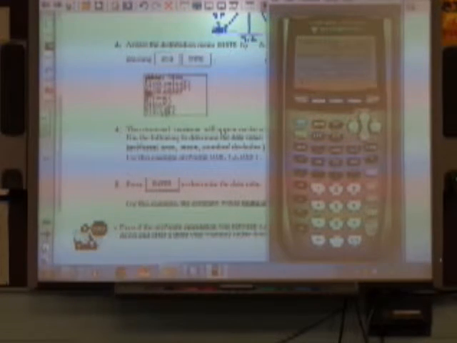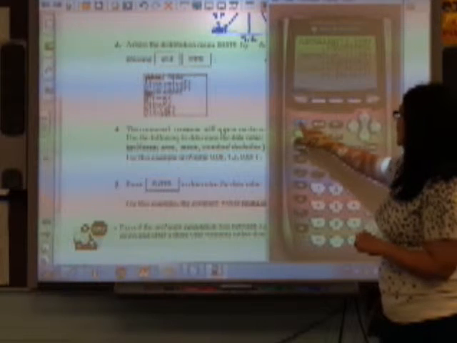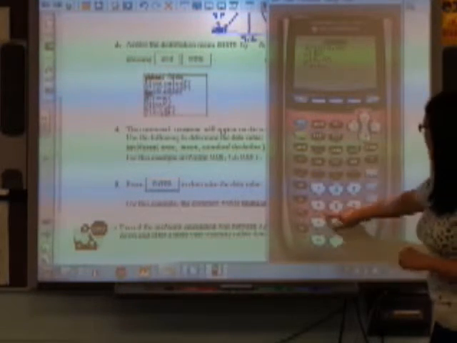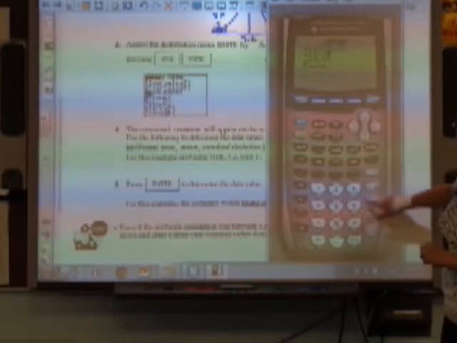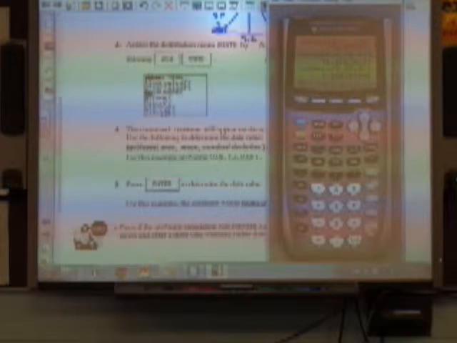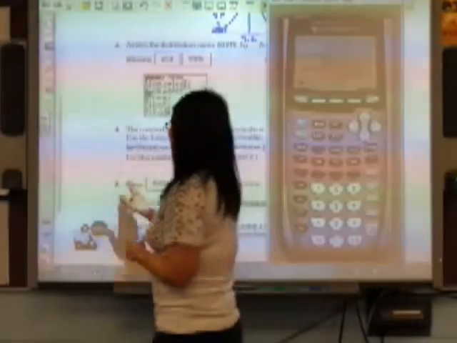So what do you get? 3.2. What happened there? Oh, right here, 42. Let's try that again. 4.2. That makes more sense. 3.2 years. So what kind of a warranty did we say we should give? A 3-year warranty.